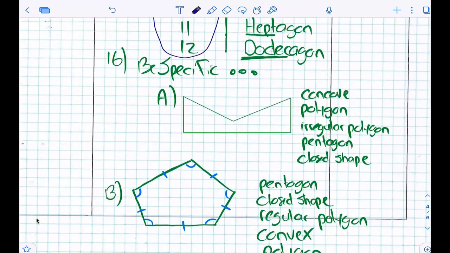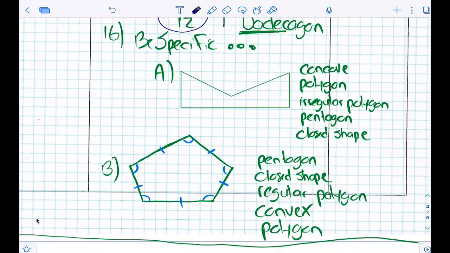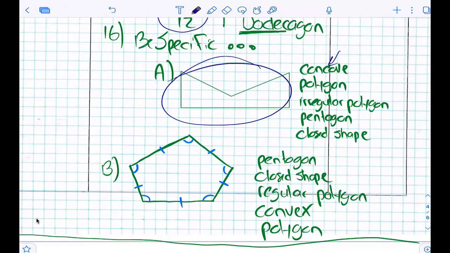And then the last thing here: when you see a shape, you can describe the shape in many different ways, right? Yes. Is this shape concave? Yes. Is it a polygon? Yes. Is it an irregular polygon? Yes. Is it 5-sided? Yes. So it's a pentagon, right? Does it have an opening? No. So it's a closed shape, right? Yes. So you can describe shapes in many different ways.